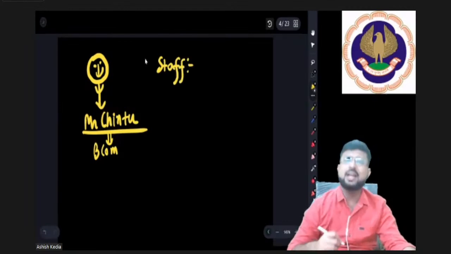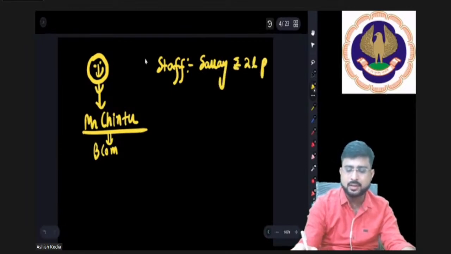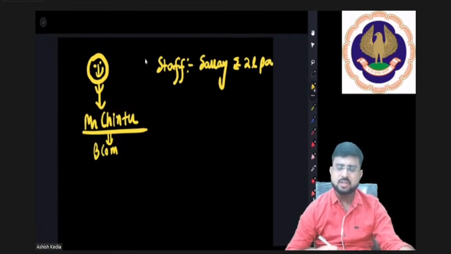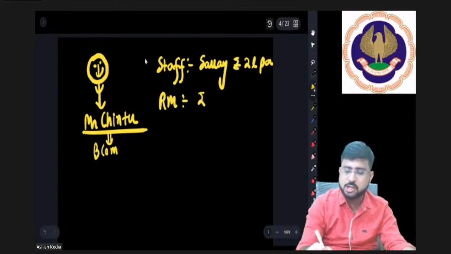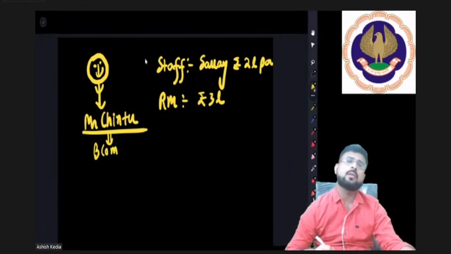And so he does hire staff at a salary of, let's say, rupees 2 lakh per annum, per year. Mr. Chintu also has to buy some raw material, let's say, which costs him rupees 3 lakh at the very beginning for the particular year.